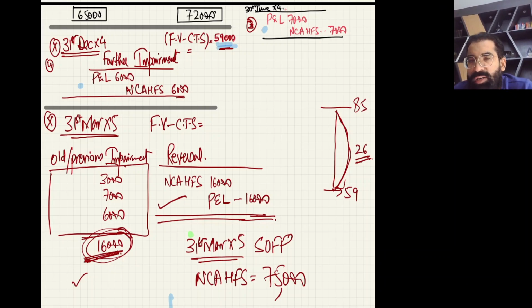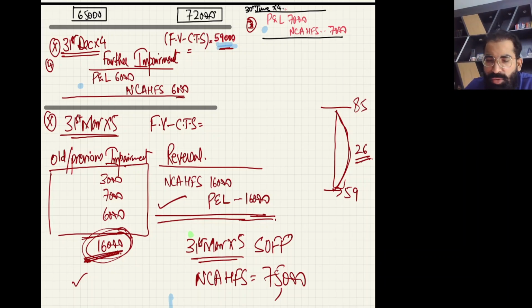Okay, so be careful whenever you need to do reversal. Yes, reversal is allowed in the cost model, but it is limited. Listen to my word, it is limited to previous impairment. So previous impairments were 16, but this reversal was 26, so you need to restrict it to 16.